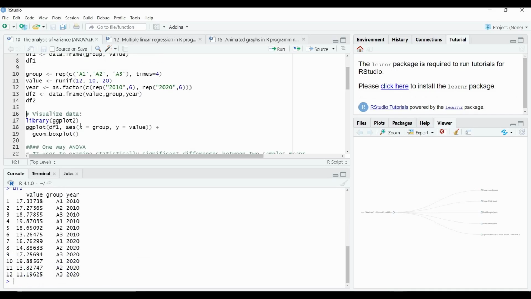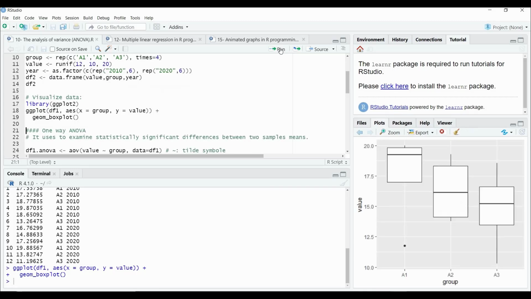By using the ggplot2 package, at the beginning we display our data by using the geom_boxplot function, with x data group and y data value. That's how our data looks like. We have A1, A2 and A3.